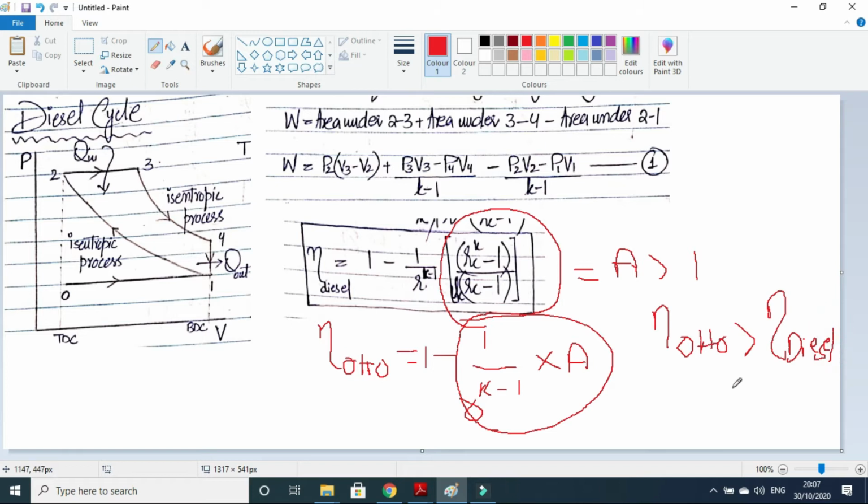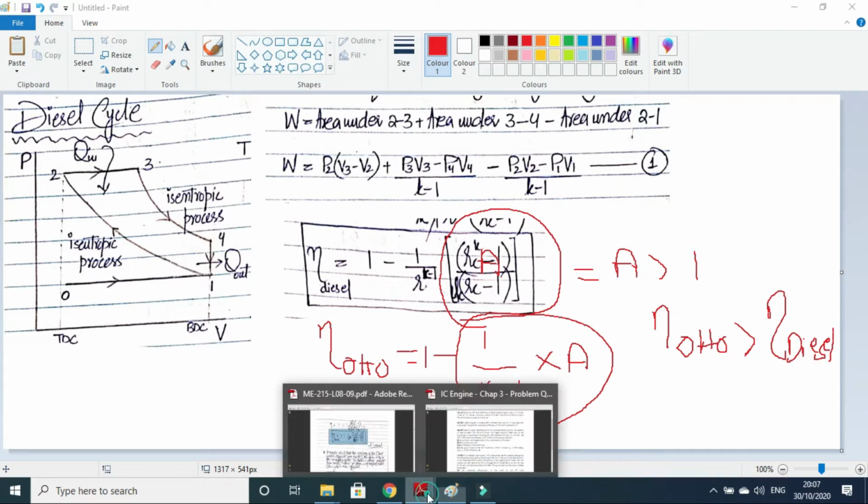This conclusion is valid because you can see that in the diesel efficiency we are multiplying 1 upon r to the power k minus 1 with a factor a. This factor is always greater than 1. So 1 upon r to the power k minus 1 times a will be a larger value, and if we subtract a larger value from 1, a smaller value will come out. So diesel efficiency will be lower than the efficiency of Otto engine.